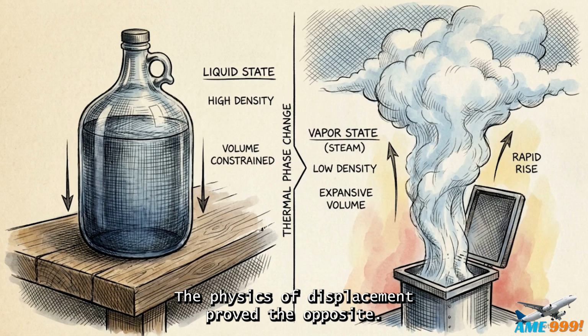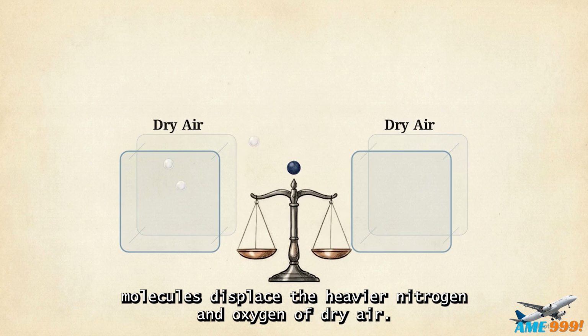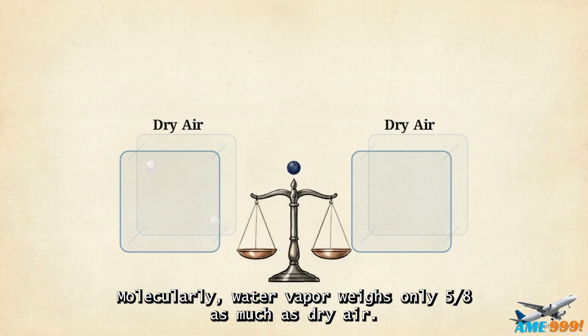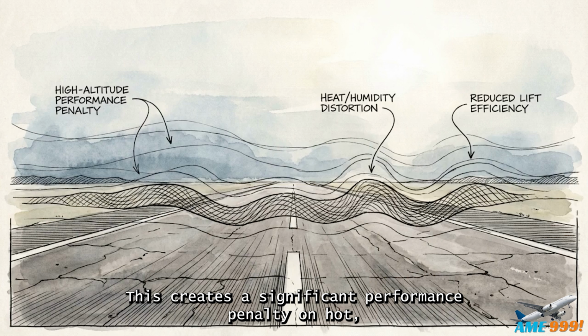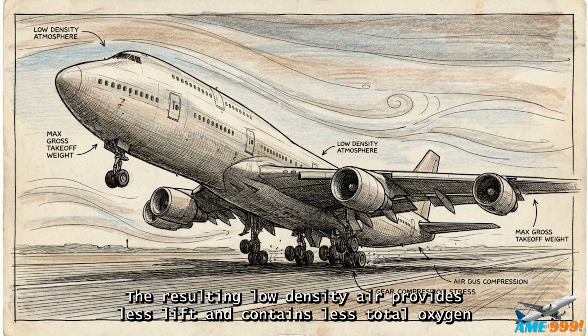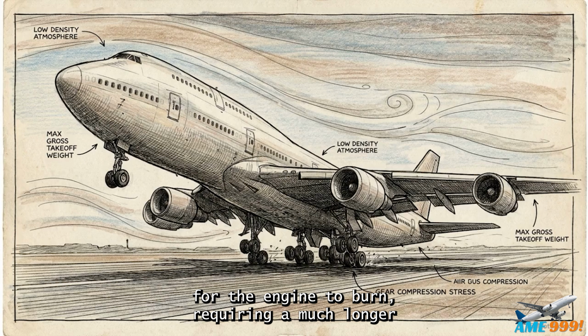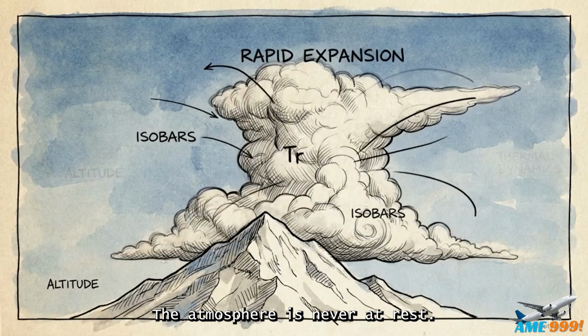The physics of displacement prove the opposite. When water vapor enters an air mass, lighter H2O molecules displace the heavier nitrogen and oxygen of dry air. Molecularly, water vapor weighs only 5/8 as much as dry air. By displacing heavier molecules, damp air becomes less dense than dry air. This creates a significant performance penalty on hot, humid days at high altitudes. The resulting low-density air provides less lift and contains less total oxygen for the engine to burn, requiring a much longer runway for takeoff. In the real physical world, the atmosphere is never at rest.